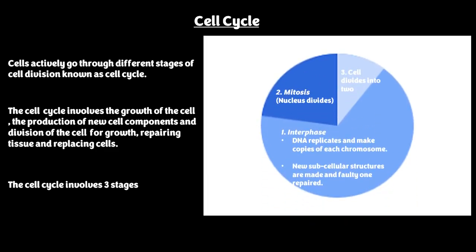The first stage is known as the interphase. Here, the DNA replicates and makes copies of each chromosome. New subcellular structures are made and faulty ones repaired. In the second stage, you have mitosis, where the nucleus divides, and in the third stage, that is where the cell divides into two. Now, let's look at the process of mitosis.